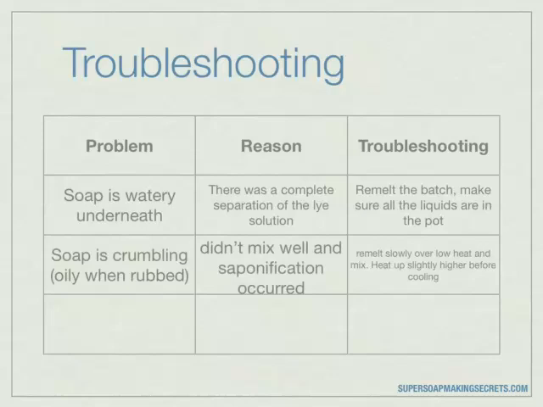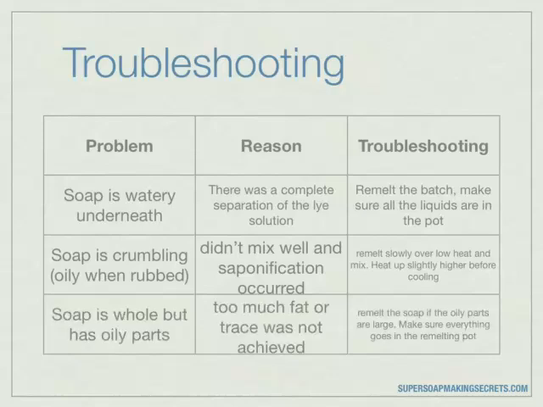If the soap is crumbling, you probably didn't mix the soap batch well enough and saponification didn't occur. Remelt slowly over low heat and mix while this goes on. Heat up to a slightly higher temperature than the one initially used before allowing it to cool down.